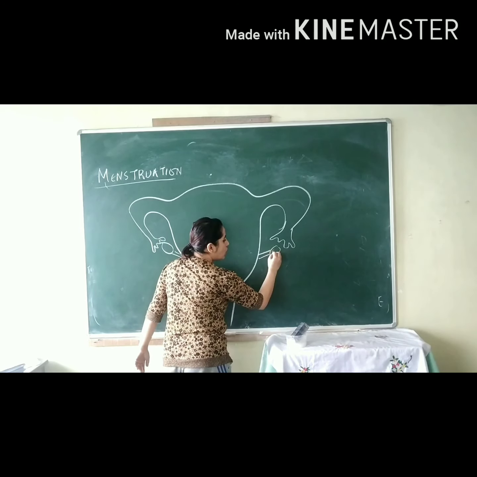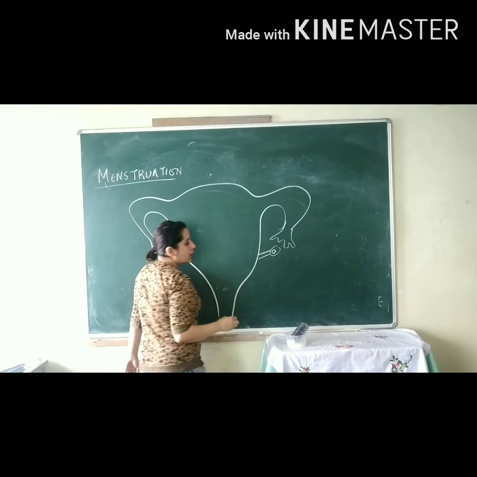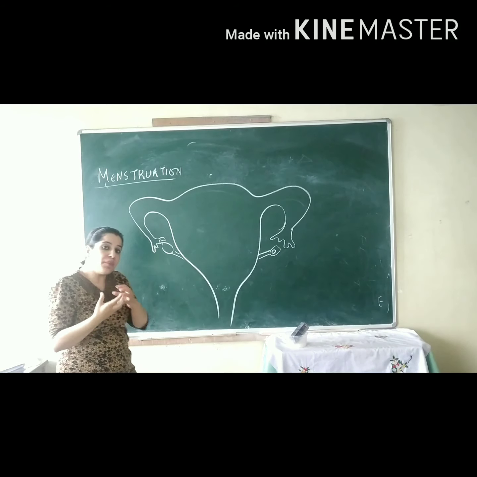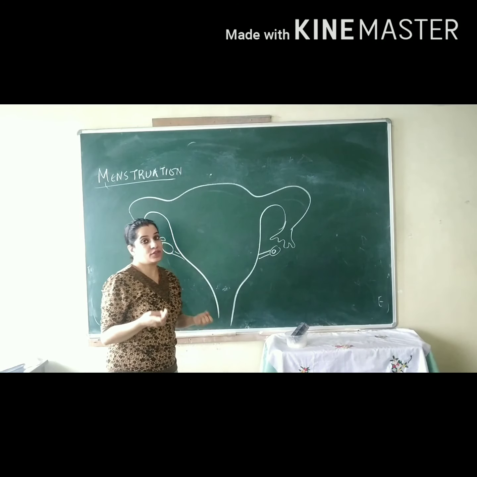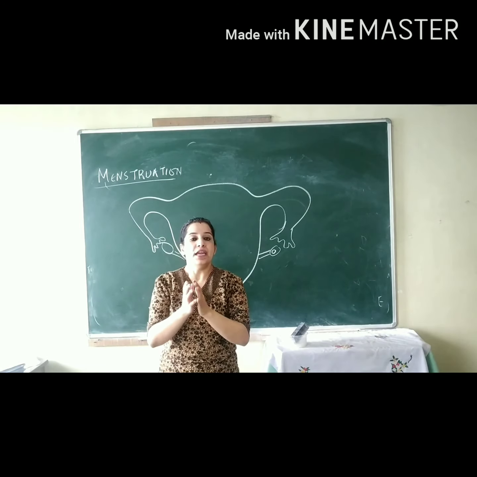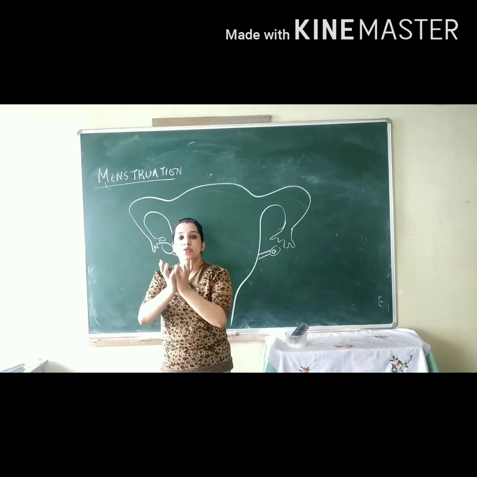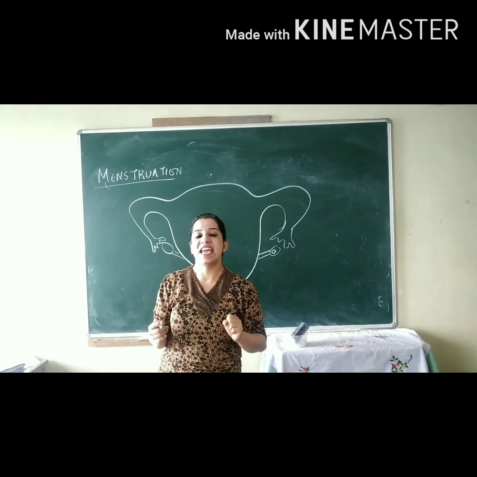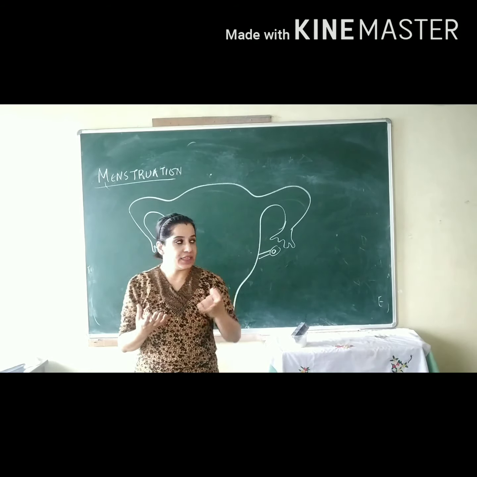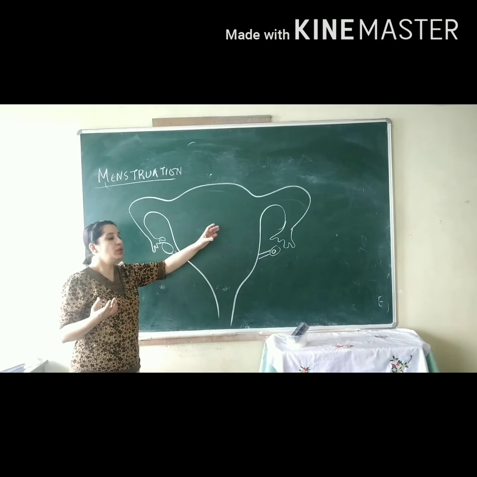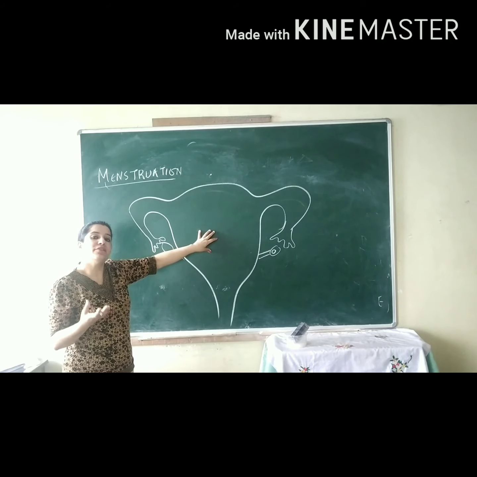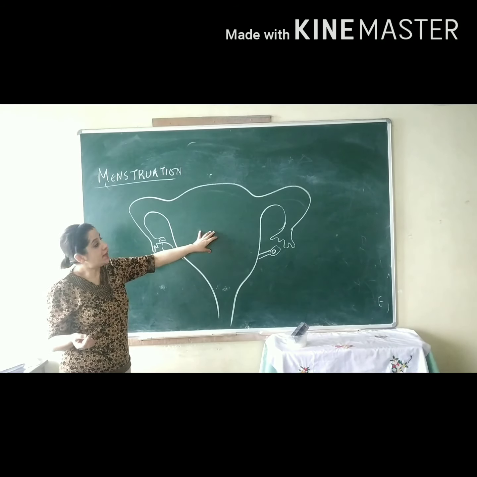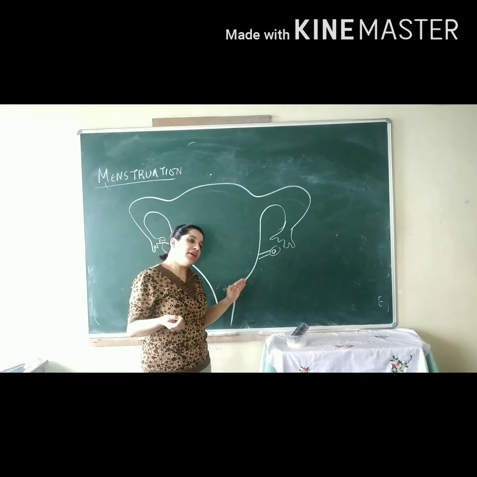Okay. So once the ovary starts developing the egg, the uterus prepares itself. What does it prepare itself for? It will prepare itself to receive the fertilized egg, because as I've already told you, the uterus is the place where the development of the baby takes place. So the uterus has to prepare itself.